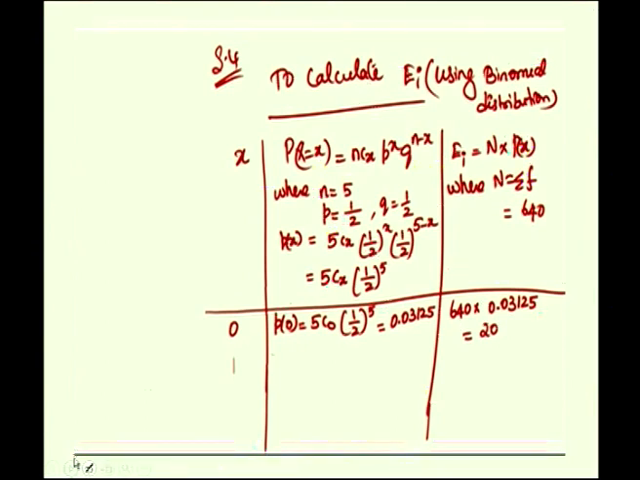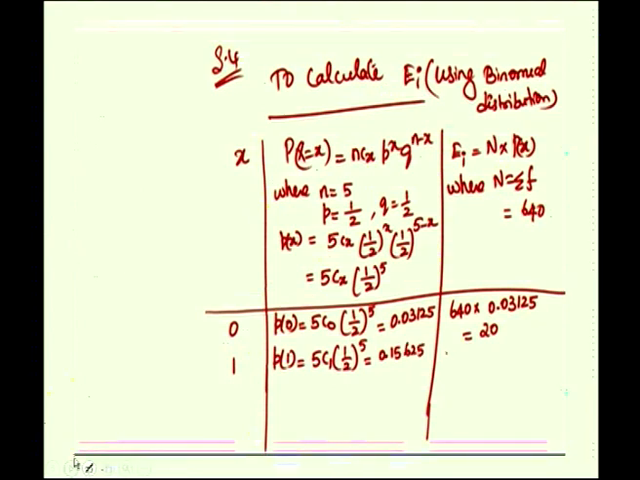Then for x is 1, P of 1 is equal to 5 c 1, 1 by 2 whole power 5, which is equal to 0.15625.